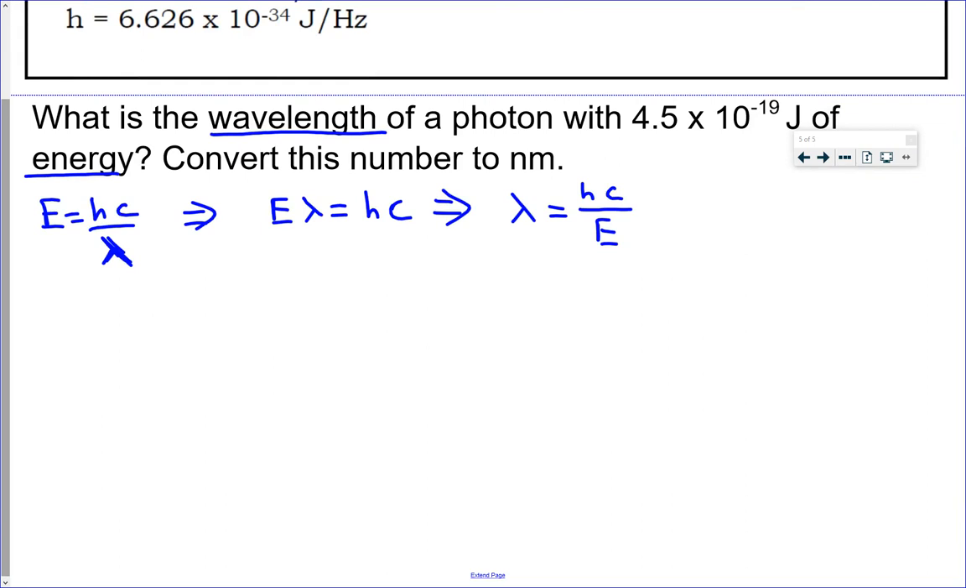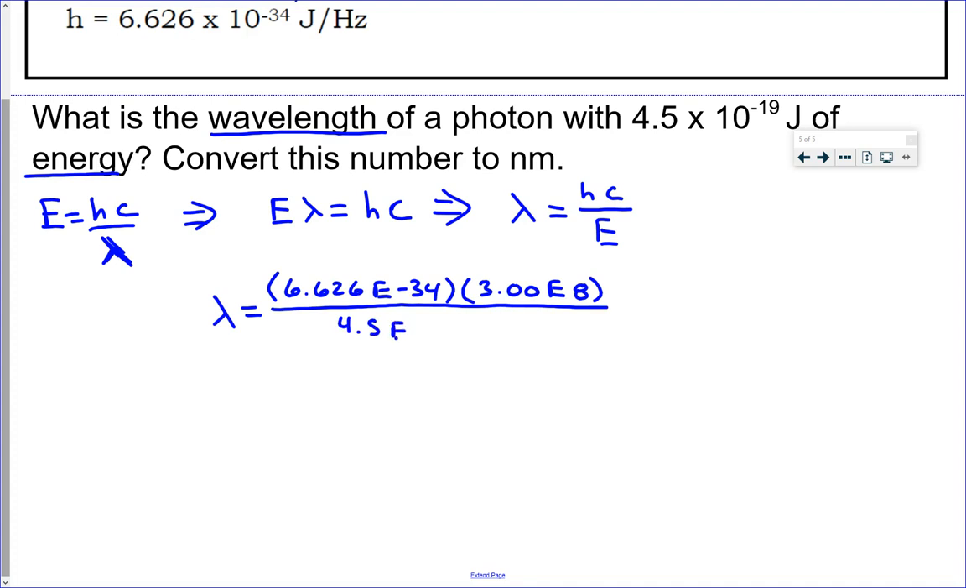Now what we're going to do is start plugging in numbers. So lambda is going to equal h, which is 6.626 times 10 to the negative 34th. Speed of light is 3.00 times 10 to the 8th. And then over the energy, which is 4.5 E negative 19. You plug all of that into your calculator and you should get something very small. We're going to round it to 2 significant figures in this case because the energy only had 2 significant figures.